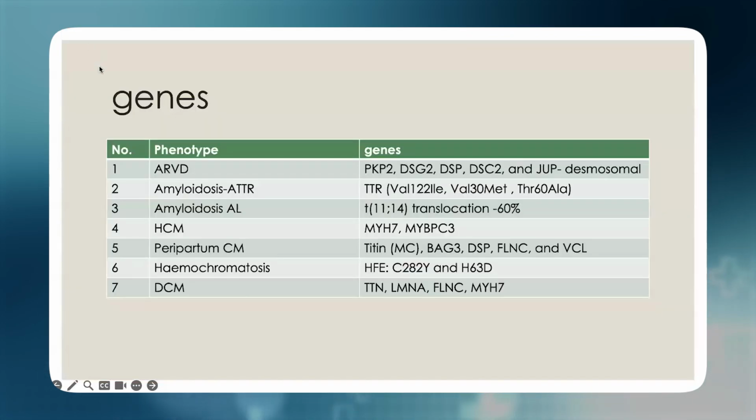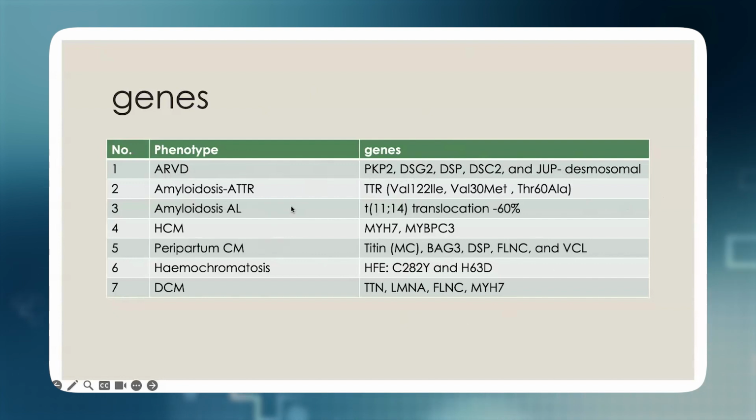Next, I want you to memorize this. This is a very small list. There are huge lists in Harrison and everywhere else. You don't need to remember all those, but please do remember this. In arrhythmogenic right ventricular dysplasia, it is the PKP2, DSG2, DSP, DSC2, and JUP genes. In ATTR amyloidosis, it is the TTR gene, obviously the transthyretin gene, and these are the commonest mutations.